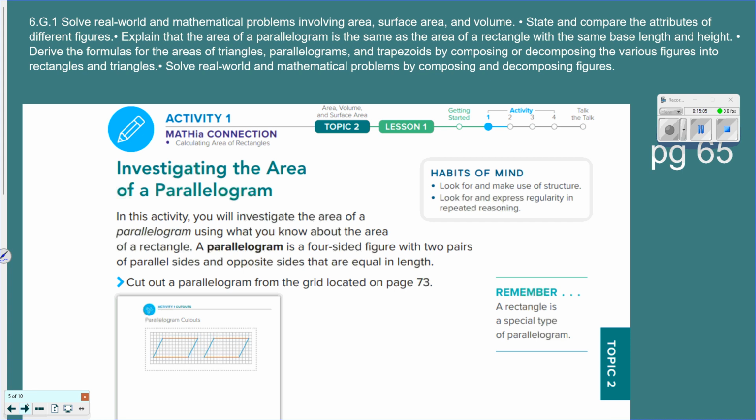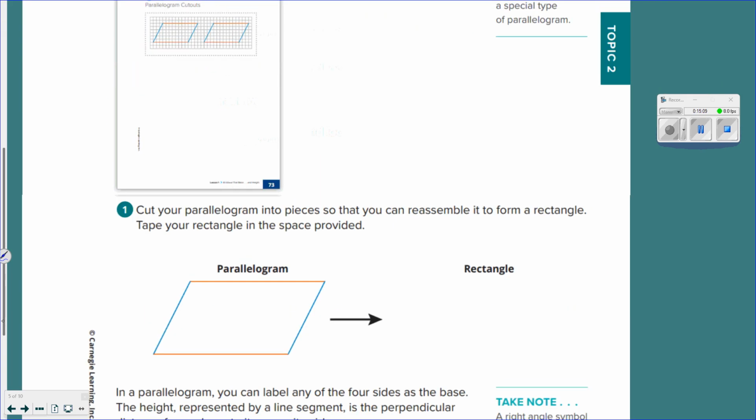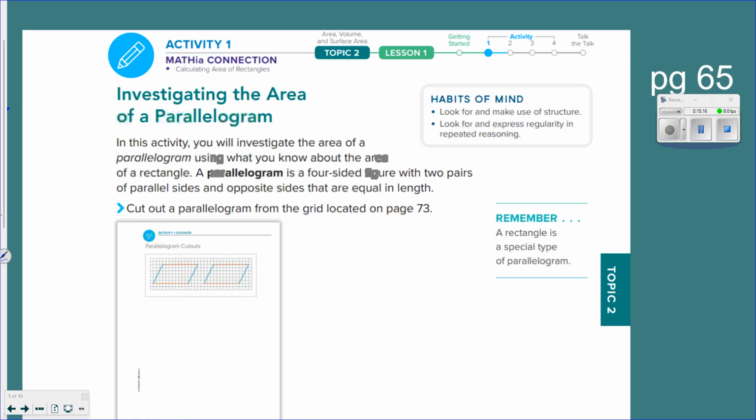All right, guys. We are not going to go to page 73 to do this. We're going to stay on this page. We're just going to do it with our pencil, so we don't take up too much time. But first, let's look at the definition of parallelogram at the top of the page. A parallelogram is a four-sided figure with two pairs of parallel sides and opposite sides that are equal in length. And a rectangle is a special type of parallelogram, because they have two sets of parallel sides. Does everybody understand?